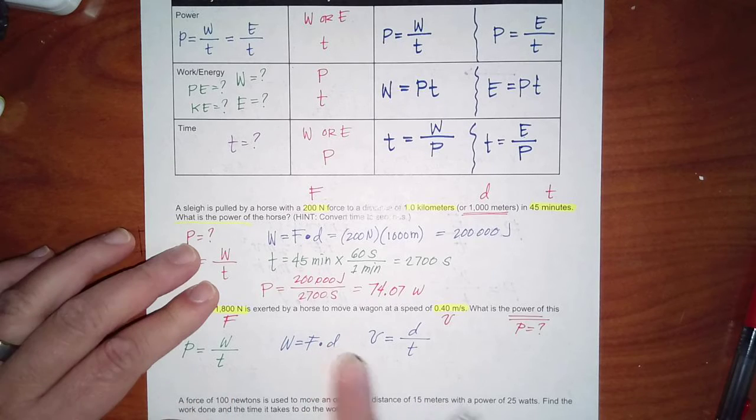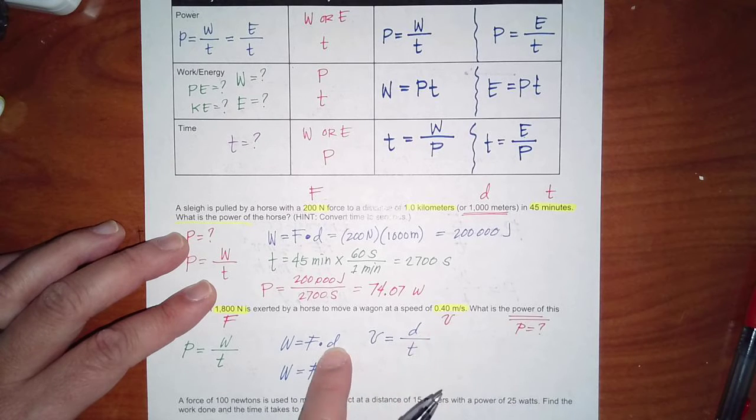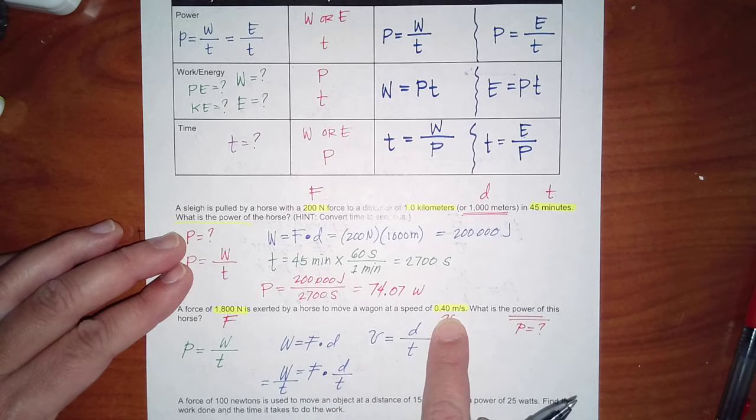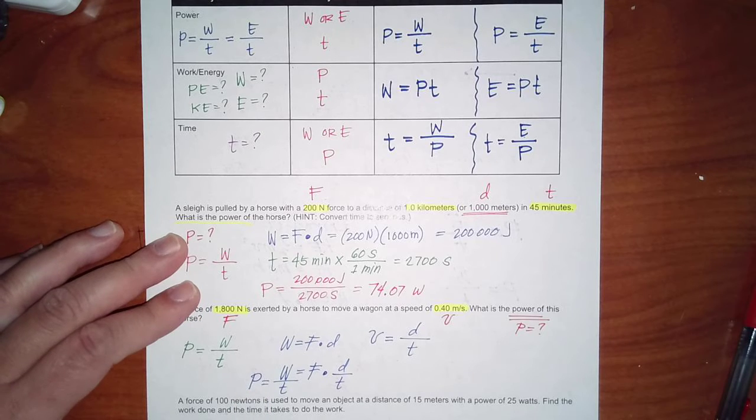If we place velocity instead of distance by itself, that will be distance over time. This is not work anymore, but instead it's work over time. So what is work divided by time? It's also power. Therefore, multiplying the speed of 0.4 meter per second times the applied force of 1,800 is also equivalent to the power of the horse.